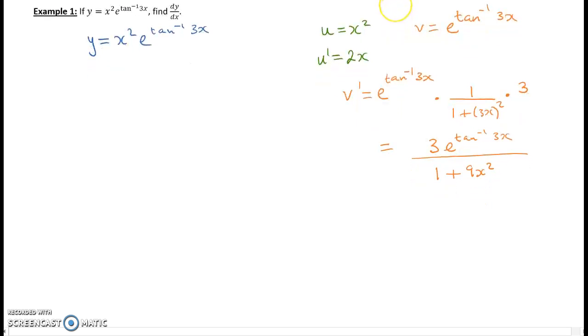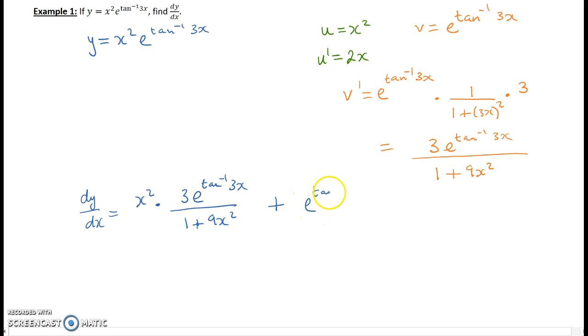Okay, so let's put it back together then as a product rule problem. To finish off, we're going to get dy dx is equal to u, which is x squared, by dv dx, or v prime, which is 3e to the inverse tan of 3x all over 1 plus 9x squared, plus v, which is e to the inverse tan of 3x by u prime, which is 2x.